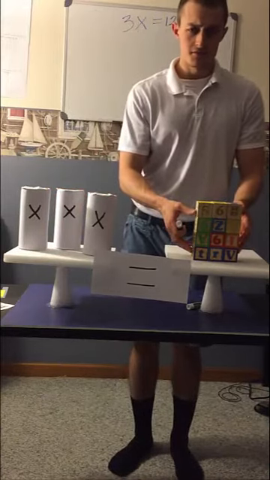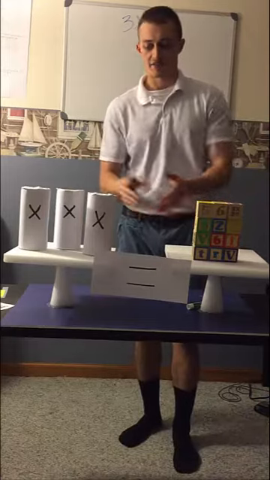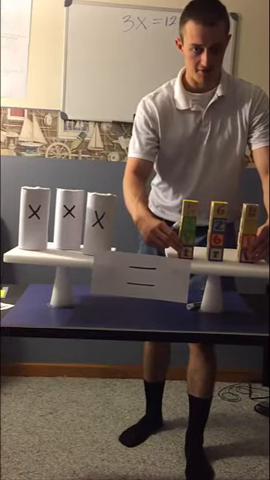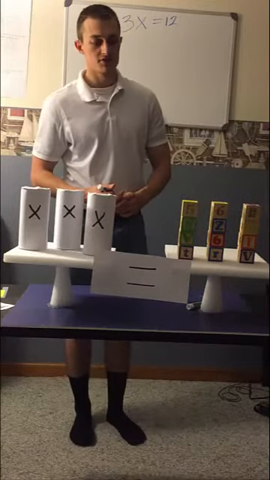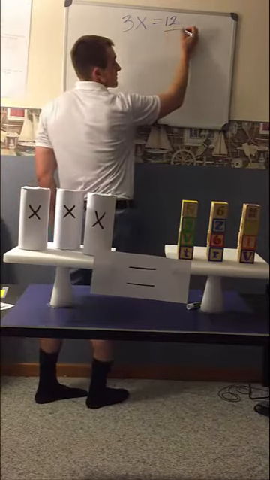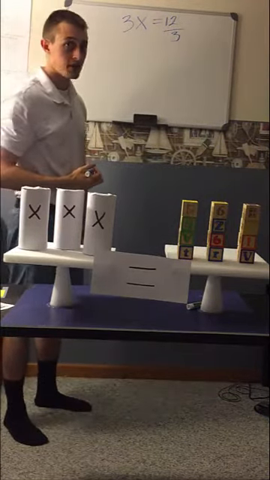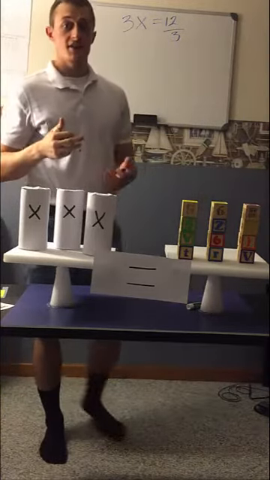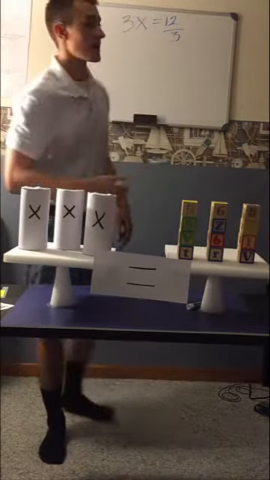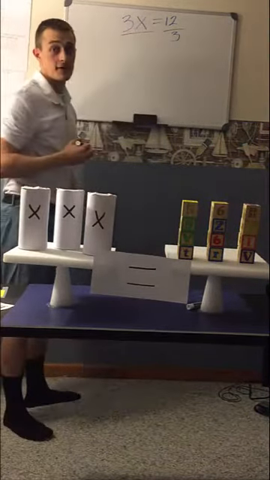So what am I going to do? Well, I need to divide my 12 total blocks into 3 equal groups of X, right? I'm dividing my 12 total blocks by 3, so that means what I'm doing in my equation is I'm dividing this 12 by 3, right? And now, likewise, what I do to one side, I have to do to the other side. So if I divide my 12 by 3, I've got to divide my 3x by 3.